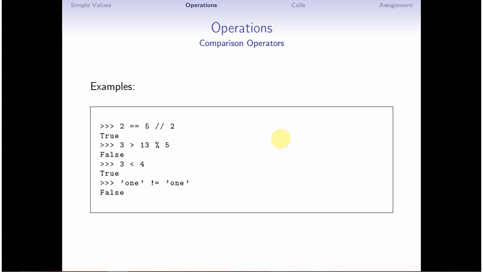For example, we want to check whether 2 equals 5 floor divide 2. The left hand side is 2. We want to check whether it equals 5 floor division 2. 5 divided by 2 is 2.5. Floor division means you take away the decimal place, so 2. So the right hand side is 2 and the left hand side is 2. So we check whether they are equal or not. It's true. Of course, 2 equals 2.